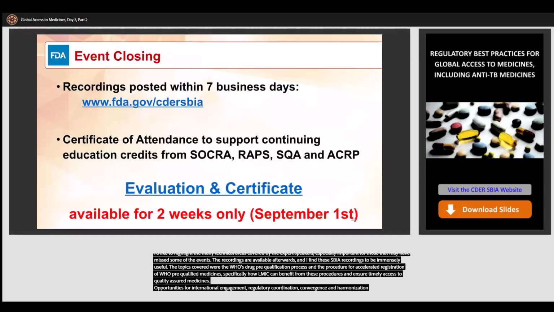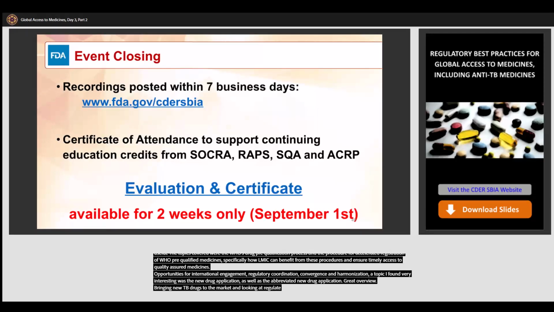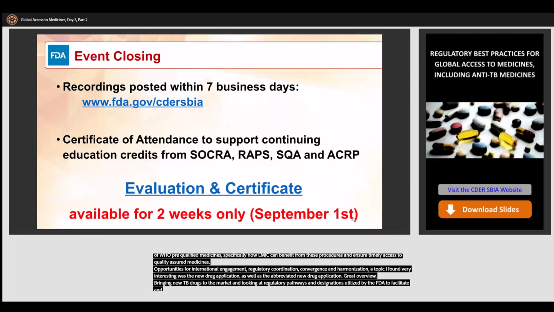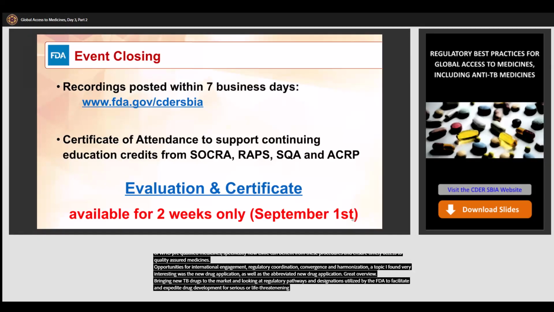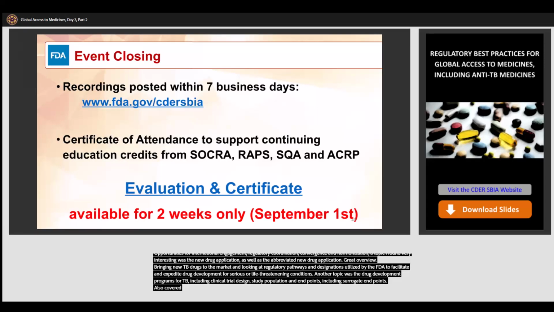A topic I found very interesting was the new drug application as well as the abbreviated new drug application. Great overview. Bringing new TB drugs to the market and looking at regulatory pathways and designations utilized by the FDA to facilitate and expedite drug development for serious or life-threatening conditions. Another topic was the drug development programs for TB, including clinical trial design, study population, and endpoints, including surrogate endpoints. Also covered were the tentative approval pathways for drug products to quickly get critical antiretroviral medicines found acceptable for use in areas of greatest need.